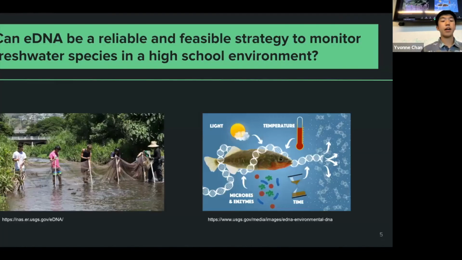So with these in mind, I created my research question of, can eDNA or environmental DNA be a reliable and feasible strategy to monitor freshwater species in a high school environment? And from there, I moved on to creating my methods.